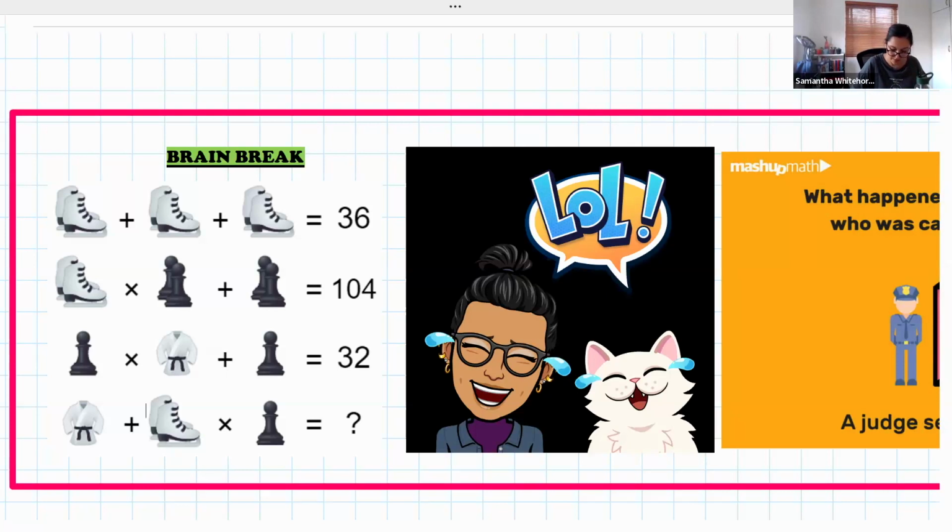And remember BODMAS. Must you got the chess piece is 13. I did not get that. So let's double check that. Because remember, you'd have to use BODMAS. So 12 times 13 already gives us 156. That's quite high.